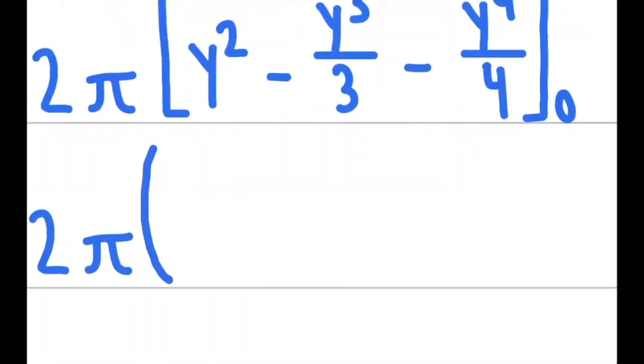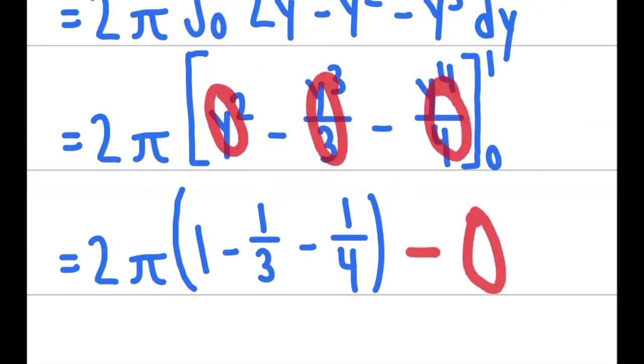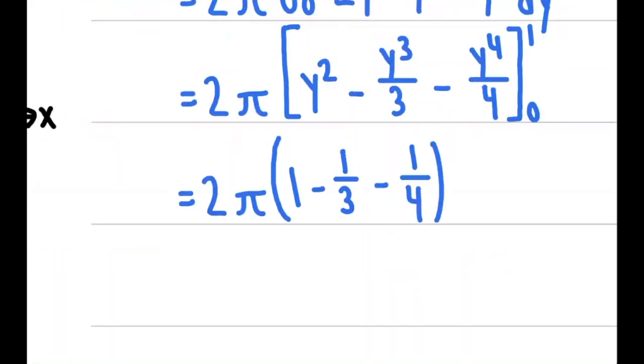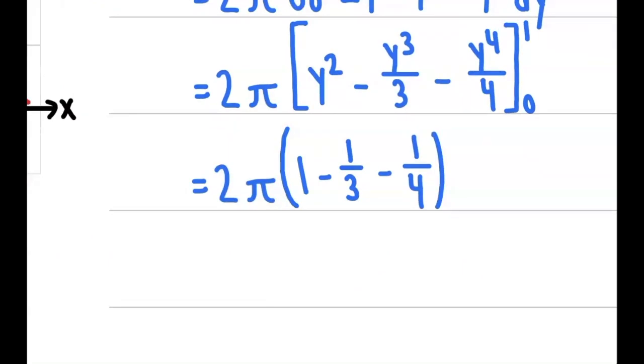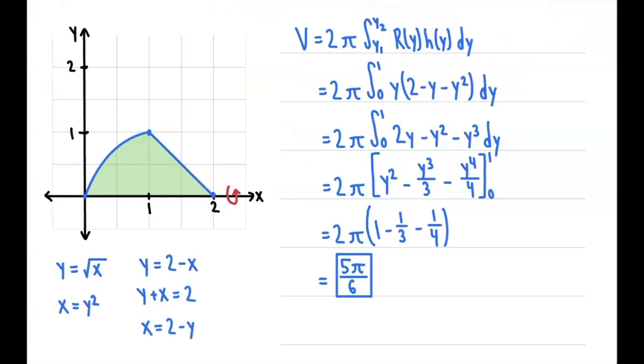So just 1 minus 1/3 minus 1/4, and we're done with that. If you plug in 1, you just get 1 minus 1/3 minus 1/4. And like random guy said, when you plug in 0, this whole thing becomes 0, so we don't have to worry about that. If you do the arithmetic, you guys are calculus students, I think you know how to do that. You will get 5 pi over 6. So 5 pi over 6 is the volume of the solid that's generated by revolving this region about the x-axis.